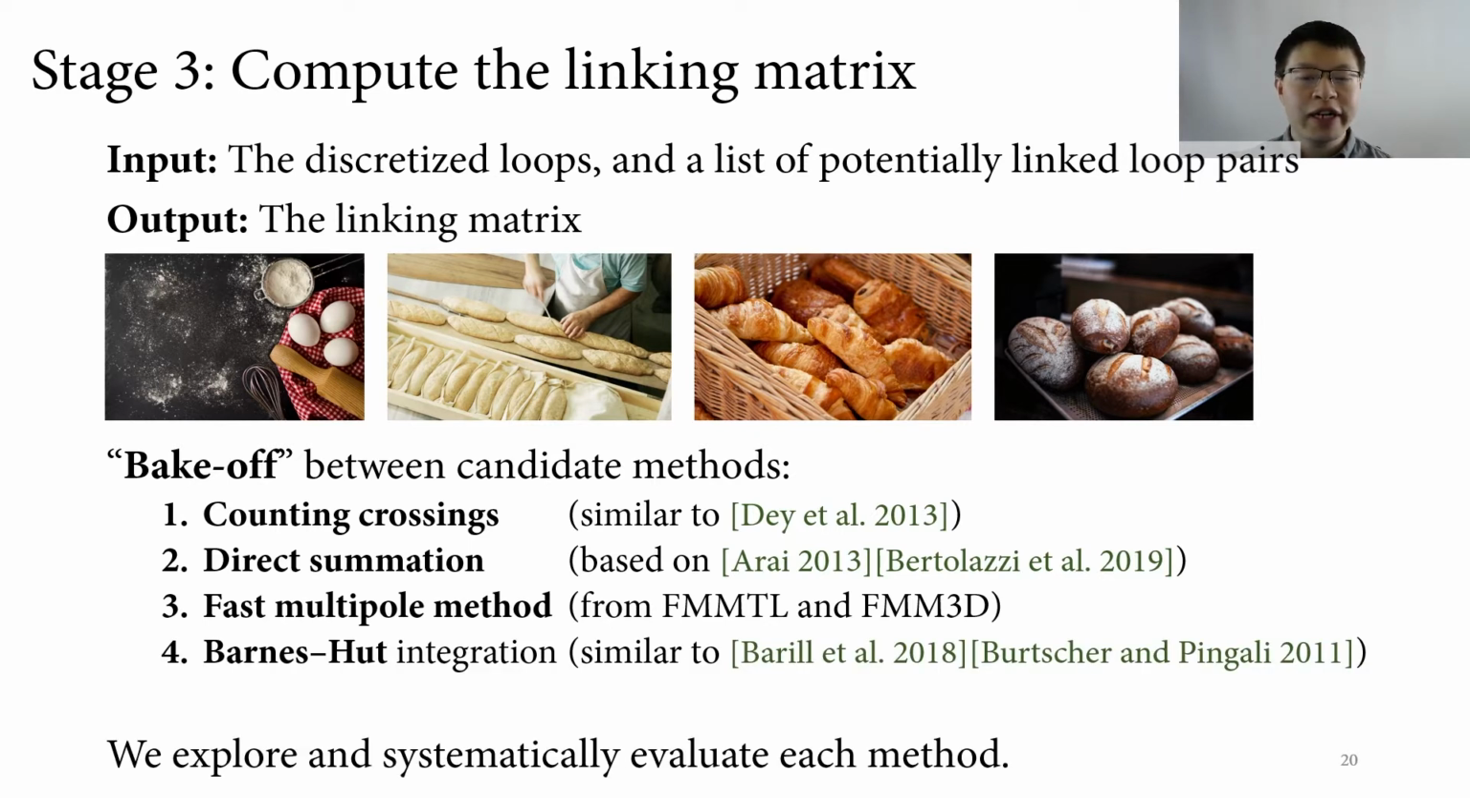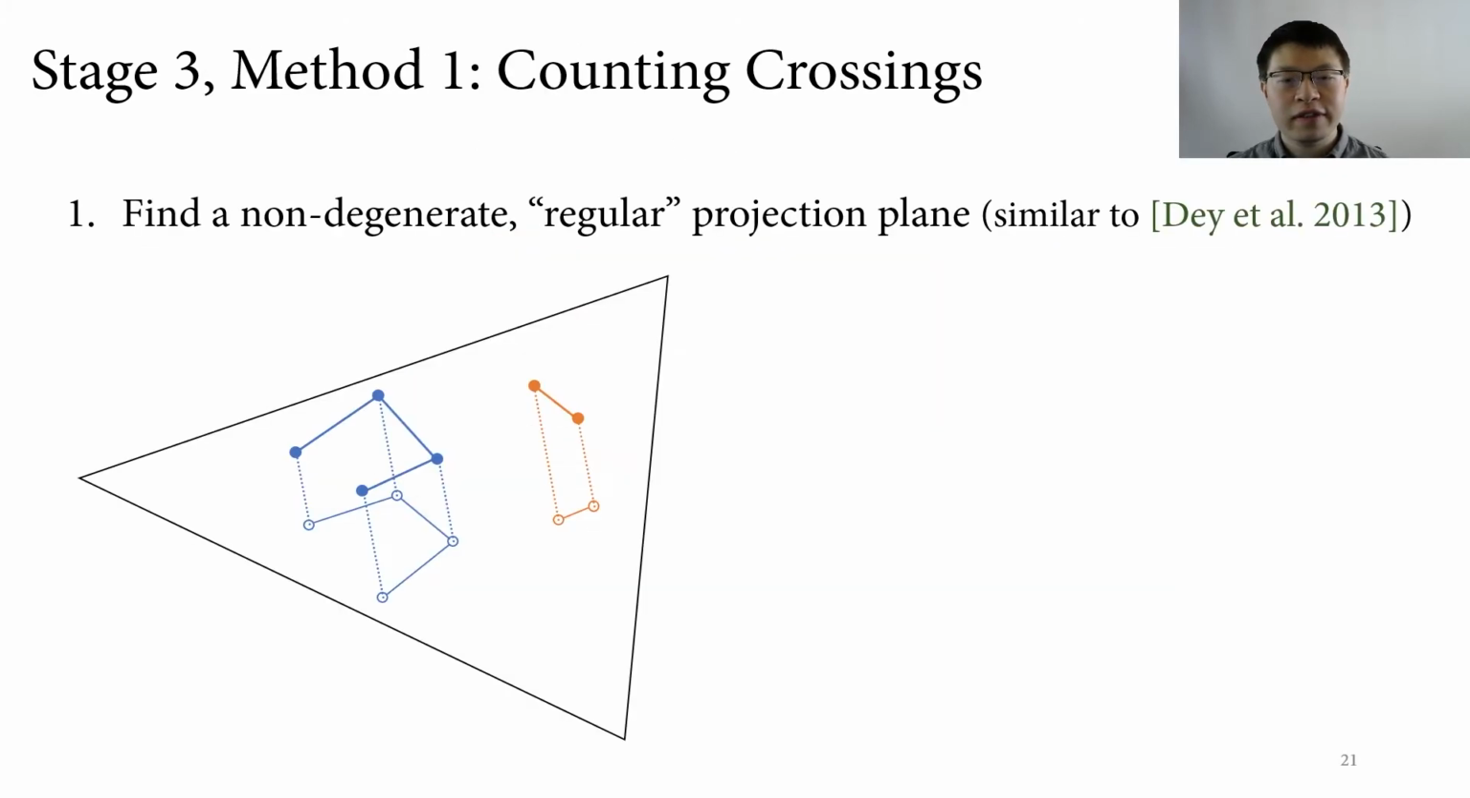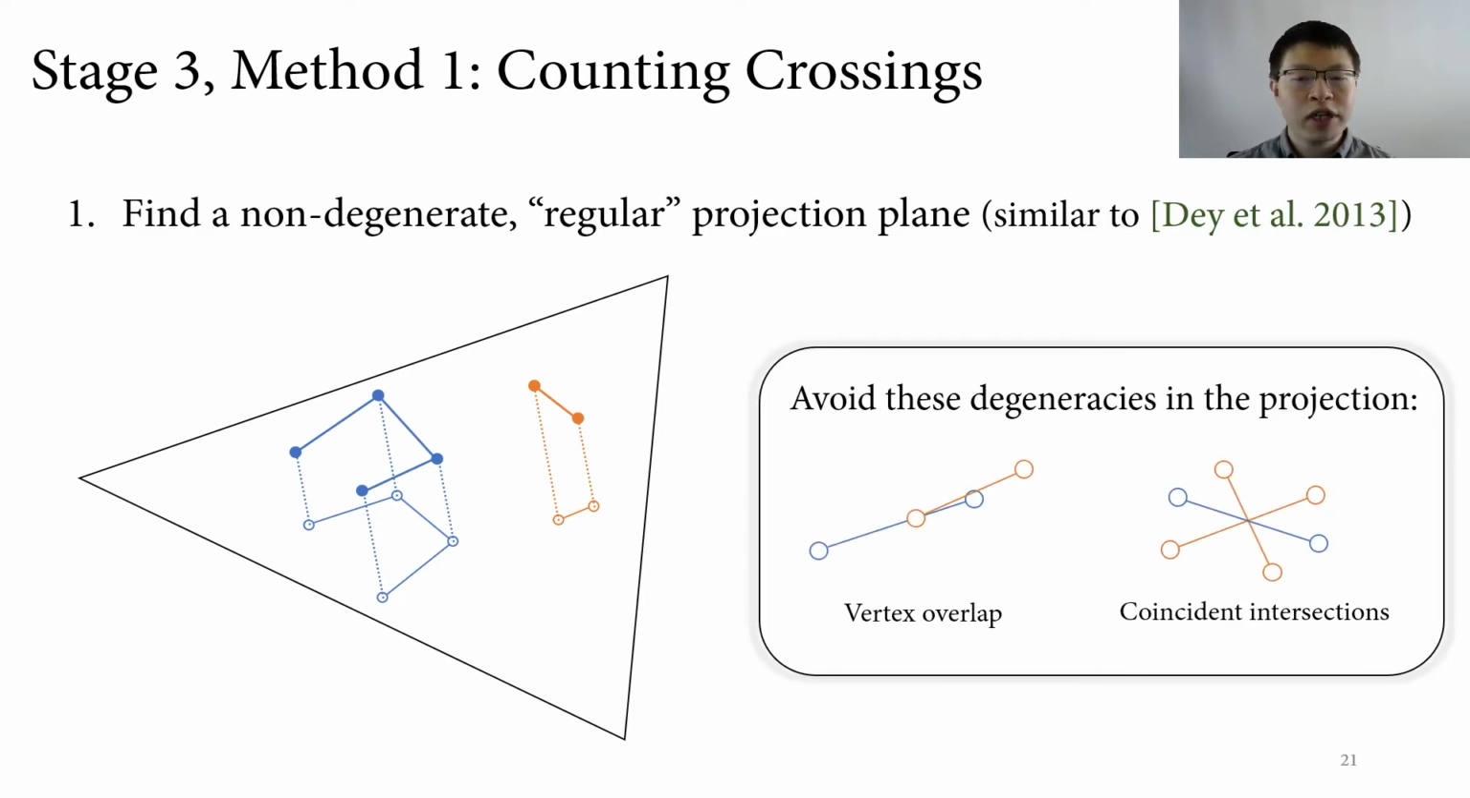The next few slides will go into detail on these. The first method is counting crossings. We first project line segments onto a 2D plane using a regular projection. A regular projection is a projection that avoids these two degeneracies, where a vertex overlaps another segment or multiple intersections are coincident.